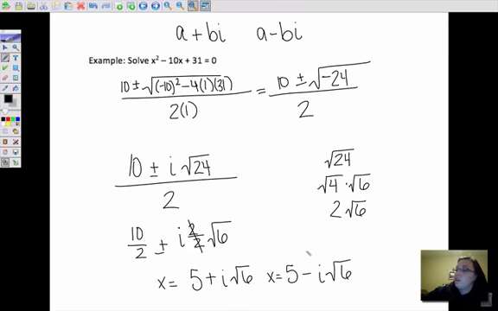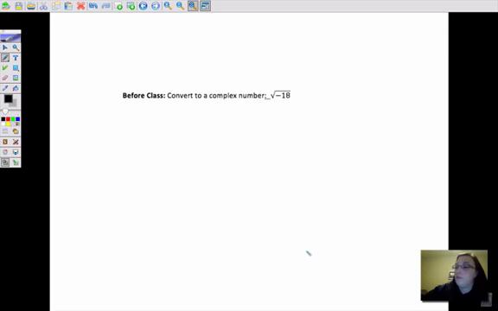Okay, so simple before class problem here. All you need to do is just convert negative 18 into a complex number.